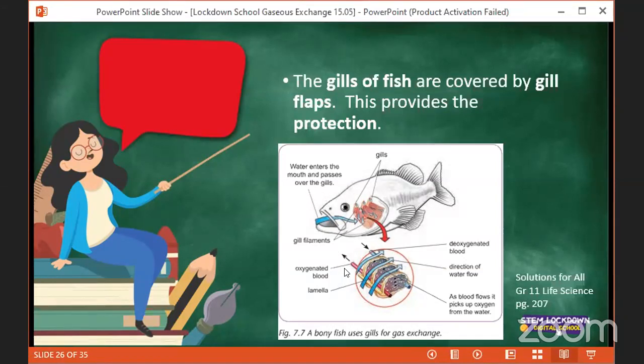fish. And then once the water passes over the gills, the gills will take in the oxygen from the water. So basically, as blood flows over the gills, the gills pick up the oxygen from the water, and it moves through the blood capillaries.